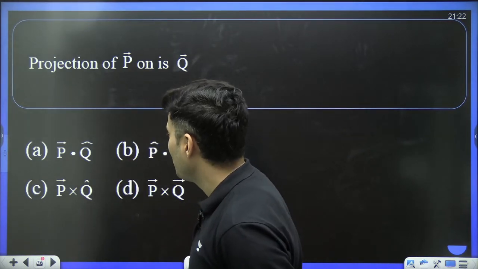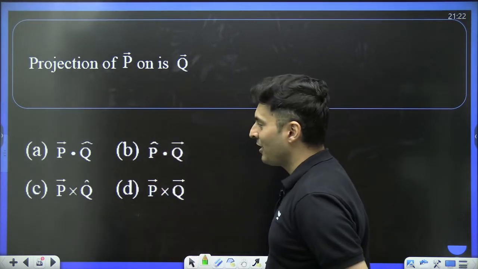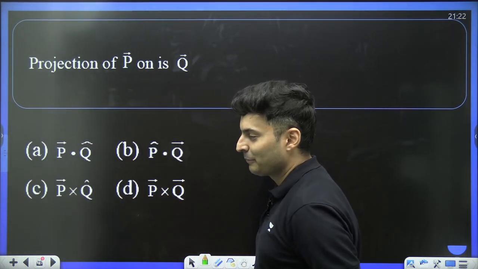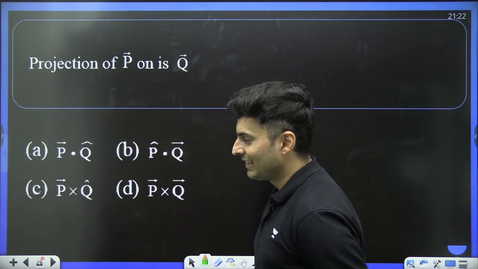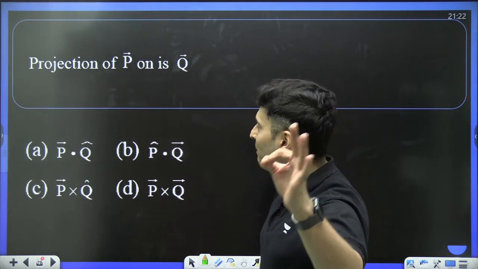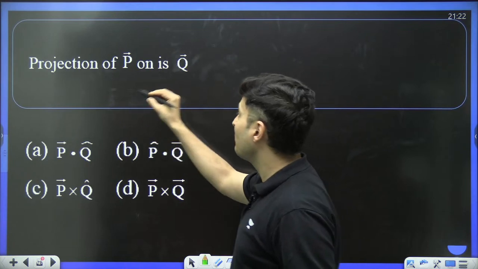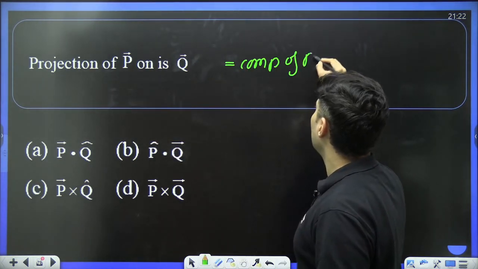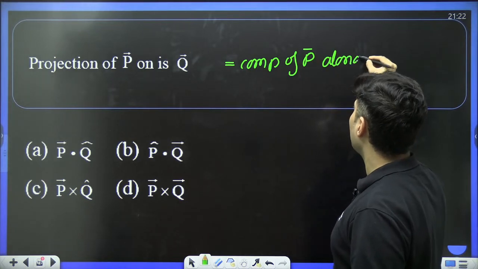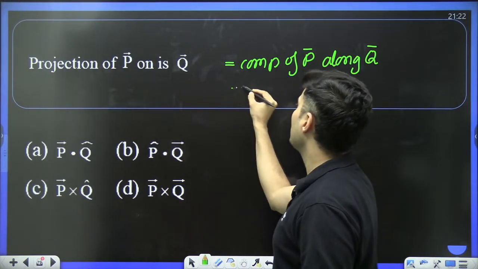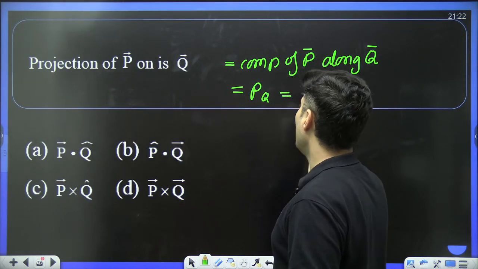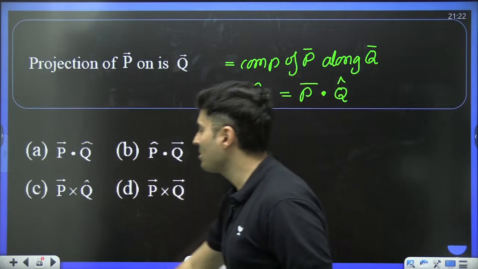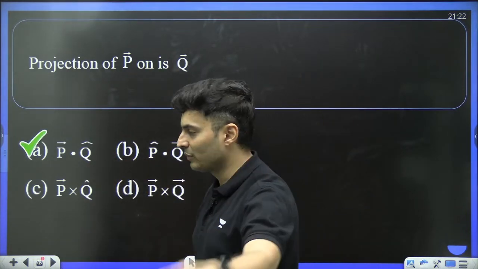P bar dot Q hat, or P hat dot Q bar, or P cross Q hat, or P bar cross Q bar. Come on, my dear students. What do you think it is? Yep. Projection means what is the component of P along Q. Obviously, you have been asked P subscript Q. So it will be P bar dot Q hat. That's option A, of course.